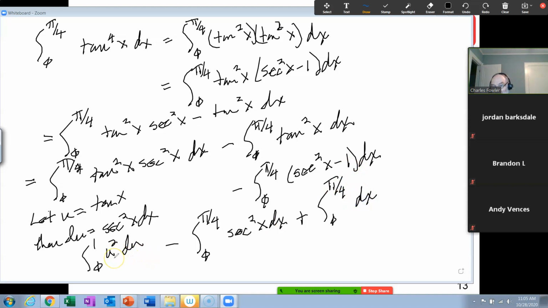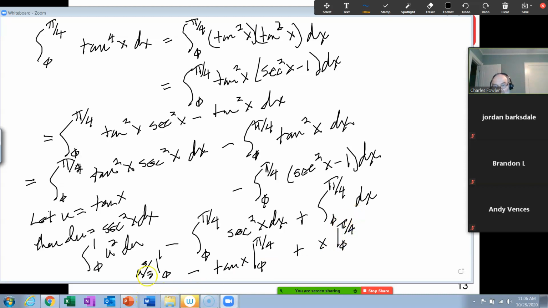Now this is u cubed over 3, right? Power formula. Okay. So this will be u cubed over 3 evaluated from 0 to 1. That's just going to be 1/3, okay? Minus. Now, what is the antiderivative of secant squared? That's tangent. The derivative of tangent is secant squared. So this is just going to be tangent x evaluated from 0 to pi fourths. We kept this in terms of x. This we changed to u, so we got that done. And then this one will be plus x evaluated from 0 to pi fourths. We kept that in terms of x.